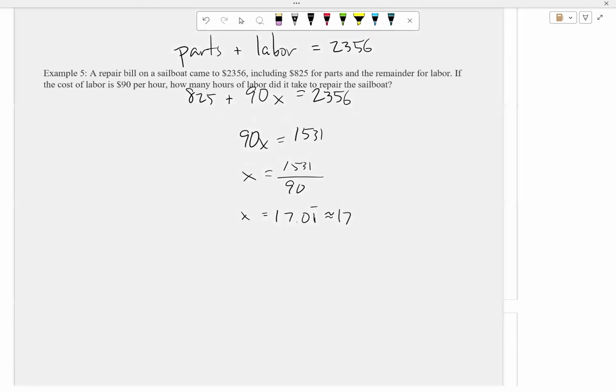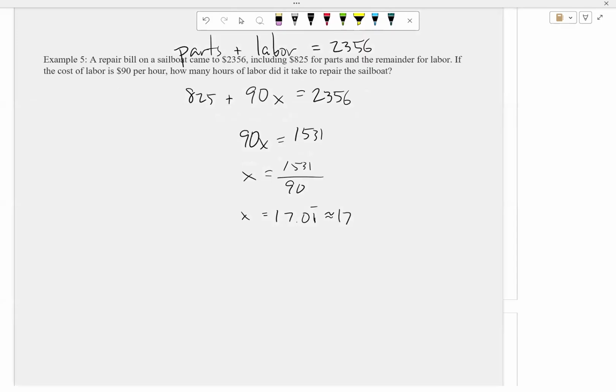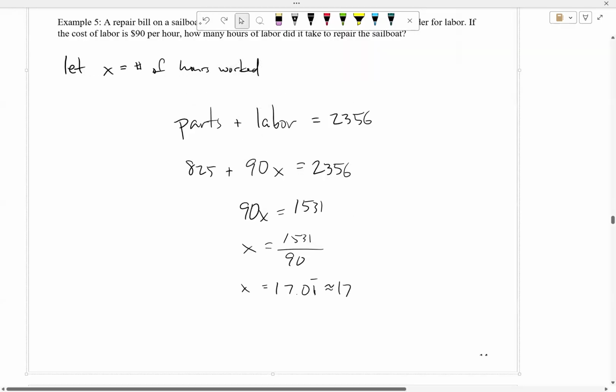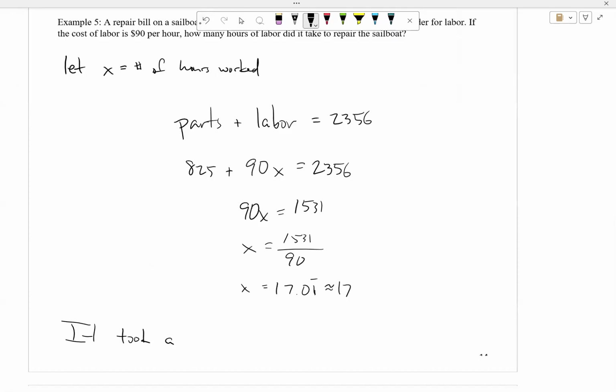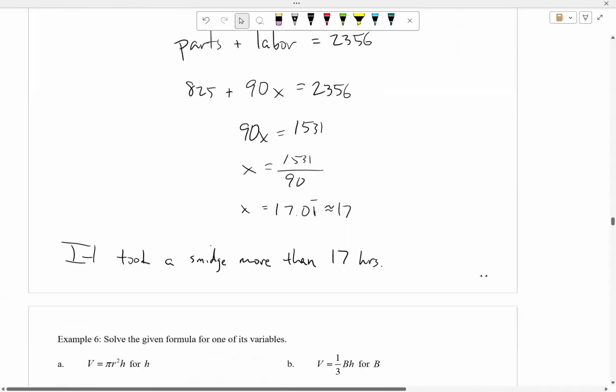Okay. So the question was, how many hours of labor did it take? Yeah, so it took 17. Okay, I'll be true to this. It's a smidge more than 17 hours. Or about 17 hours. Any questions?